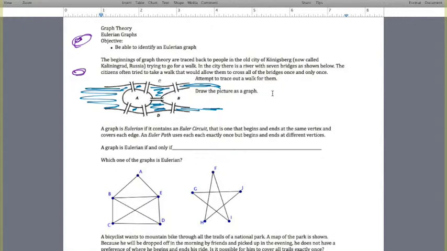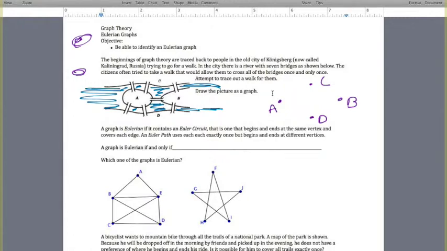So it says, draw the picture as a graph. What we're going to do is let each piece of land be one of our vertices. And we can put them kind of where they are in the picture, but we don't have to, because remember, in a graph, it doesn't matter where the vertices are, it just matters how they're connected. So I kept A, B, C, and D where they were in the picture, but you could really put them anywhere you wanted. What matters is how we're going to connect them. And what we're going to do is draw a connection if there is a bridge. And we're going to draw a connection for each bridge.